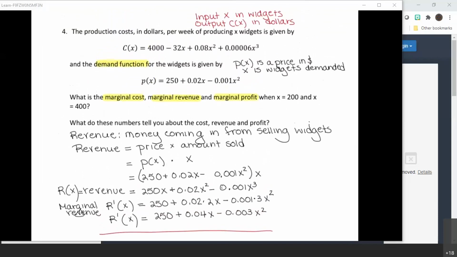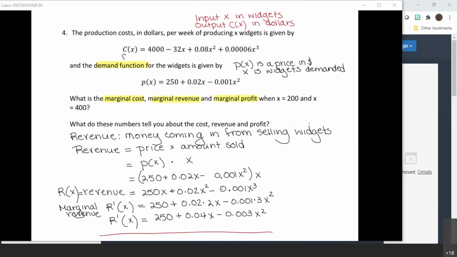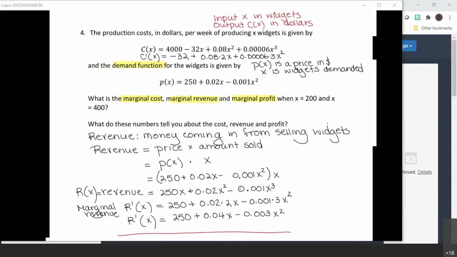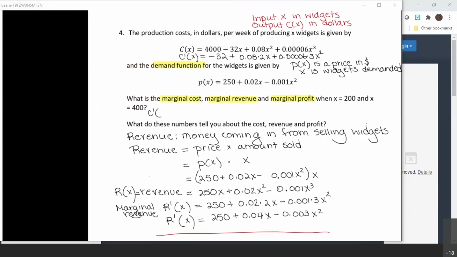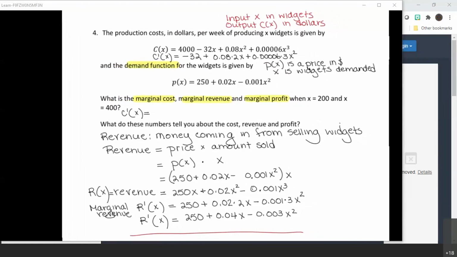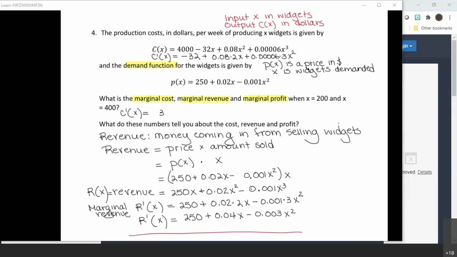Again, marginal cost, we can do really quickly up here. The 4,000 gives me a 0. I'll wind up with negative 32 from the 32x. So again, C prime of x, I'll write it down here. I'll make my notes a lot clearer when I upload them, sorry. So here's our marginal cost.